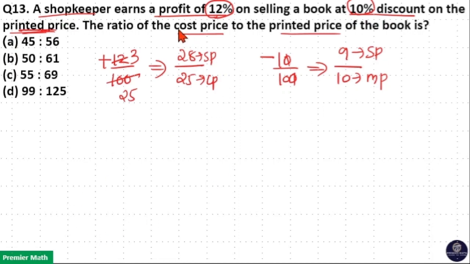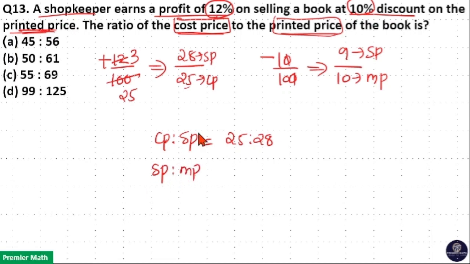Now we need to take the ratio of cost price and the printed price. So first write the cost price here. Cost price is to selling price here is equal to 25 is to 28. Then here take the ratio of selling price and mark price. Selling price and mark price, because we can cancel this selling price. That is 9 is to 10. Now you can see selling price cancel.